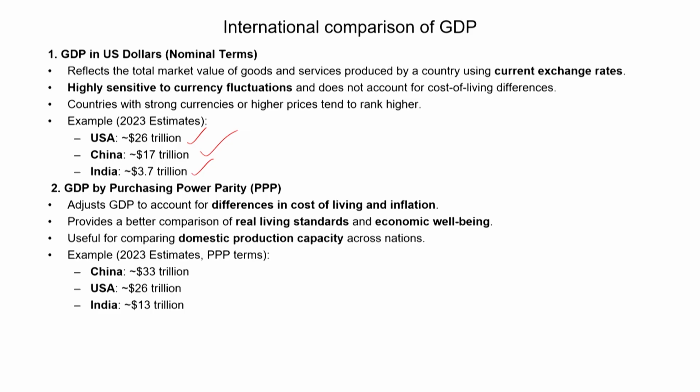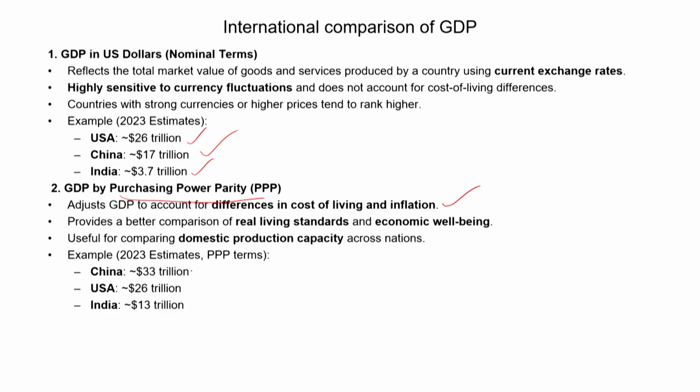What does GDP mean? GDP means the market value of all goods and services. At the same time, it is the income that the economy is generating, so it also reflects the standard of living. Suppose with your income you can buy more goods and services in your country than in another country, then you need to adjust GDP with the purchasing power parity. GDP by purchasing power parity adjusts GDP to account for differences in the cost of living and inflation. So it provides a better comparison of living standards and economic well-being.